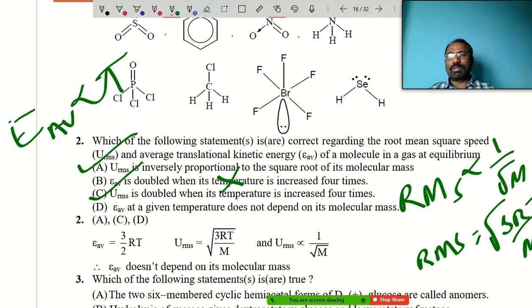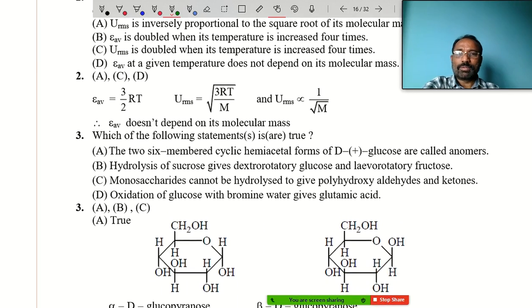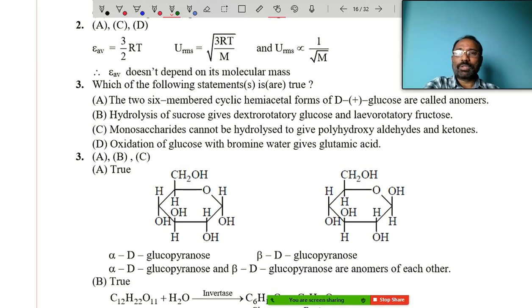Next, D: average kinetic energy at a given temperature does not depend on its molar mass or molecular mass. Here, kinetic energy is directly proportional to temperature but not molar mass. Therefore, D is a right statement. Therefore, A, C, D are right statements in case of question number 2. Now, see question number 3.